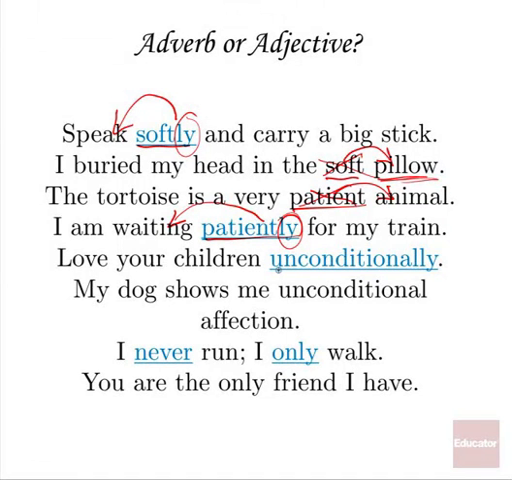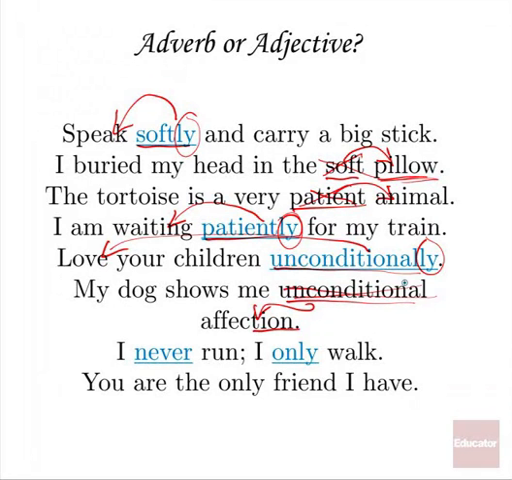Love your children unconditionally. In this case, it modifies the verb love. How should you love your children? Unconditionally. And once again, you've got the ly ending. Now, my dog shows me unconditional affection. Unconditional in this case modifies affection. That tion ending tells you that it's pretty much got to be a noun, which means that this has to be an adjective, so it's not an adverb.